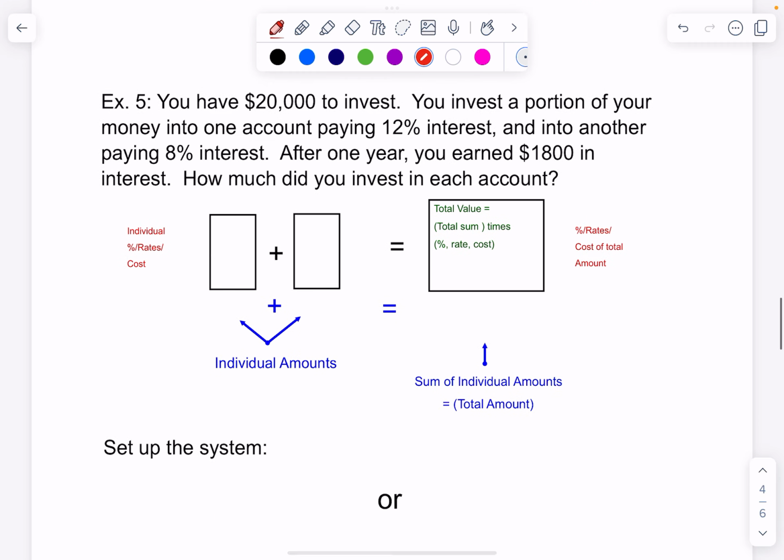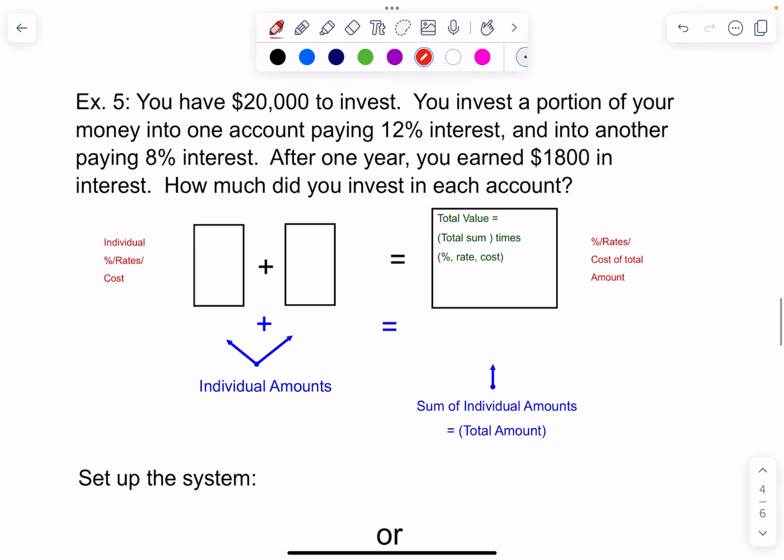Okay. You have $20,000 to invest. You invest a portion of your money into one account paying 12% interest and into another account paying 8% interest. After 1 year, you have earned $1,800 in interest. How much did you invest in each account?